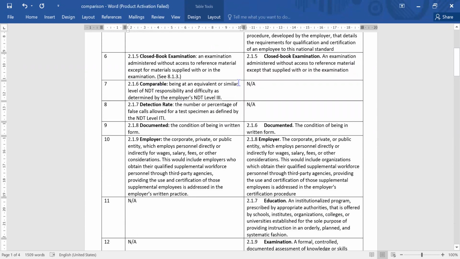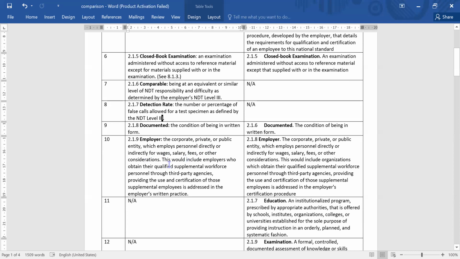Comparable: being an equivalent or similar level of responsibility and difficulty as determined by the employer's NDT Level 3. Detection rate: the number or percentage of false calls allowed for the test specimen as defined by the NDT Level 3. Documented: the condition of being in written form. Same for both.